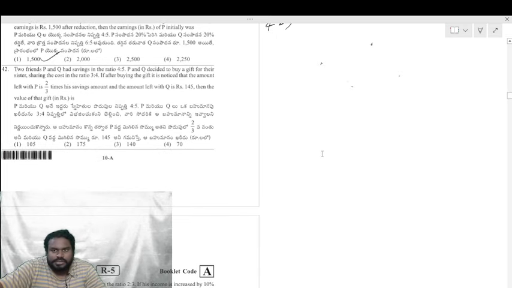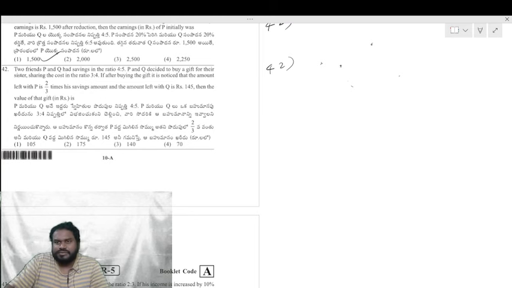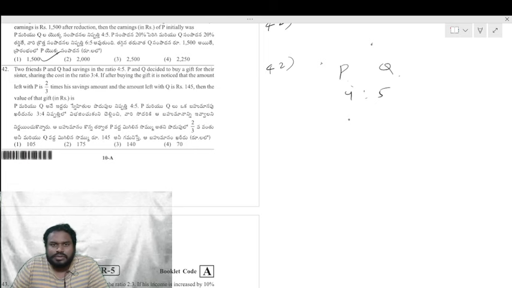Two friends P and Q had savings in the ratio 4 is to 5. P and Q decided to buy a gift for their sister, sharing the cost in the ratio 3 is to 4. If after buying the gift it is noticed that the amount left with P is 2 by 3 times the savings amount, the amount left with Q is 145, then the value of the gift is?